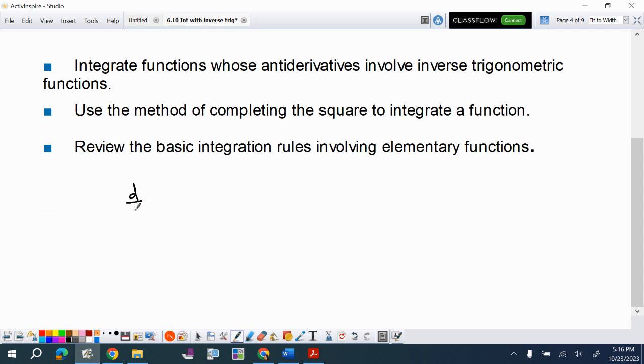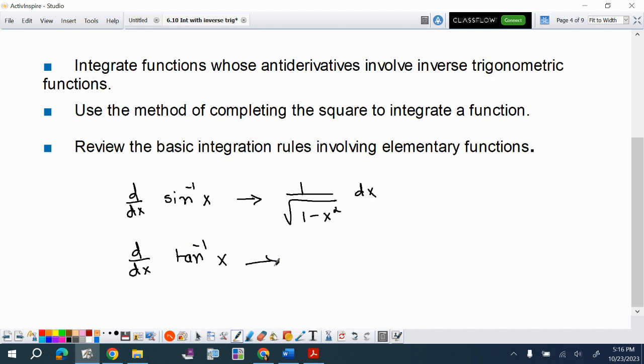What's the derivative of sine inverse x? If you recall, the derivative of sine inverse x is 1 over the square root of 1 minus x squared dx. The derivative of tangent inverse x is 1 over 1 plus x squared dx. So we are going to use an inverse trig function to integrate the rational function.